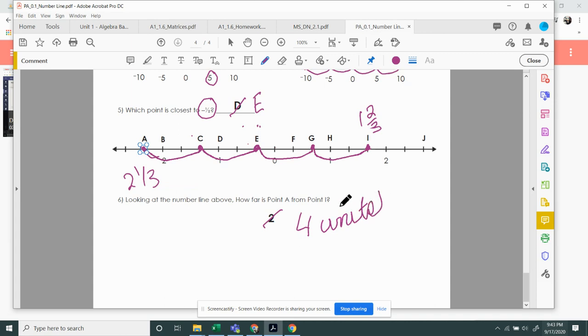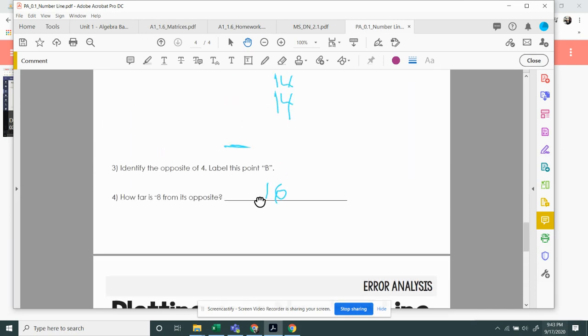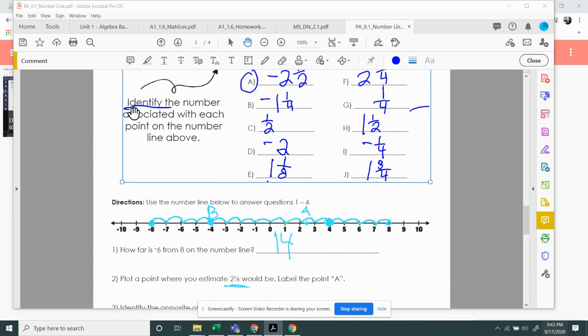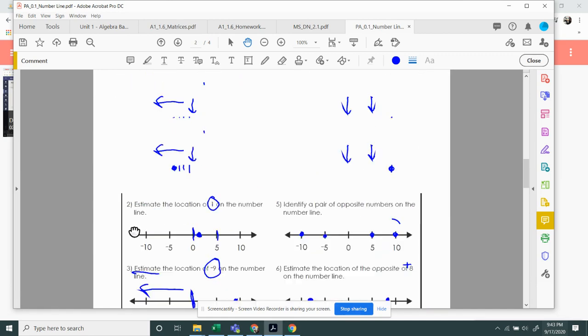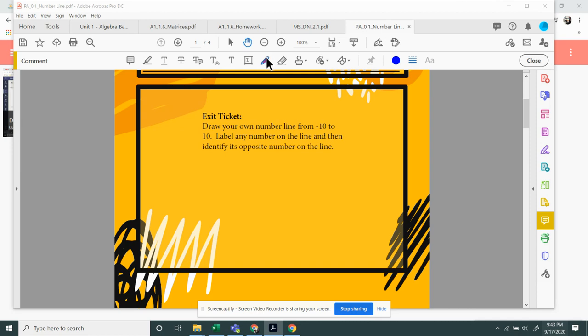Little cursive for you. So let's go back and take a look at our exit ticket, where we were asked to draw our own number line from -10 to +10 and label any number on the number line. So I use arrows to indicate infinity. Try to make your number line as straight as possible.